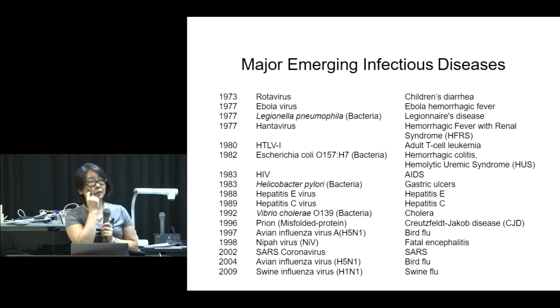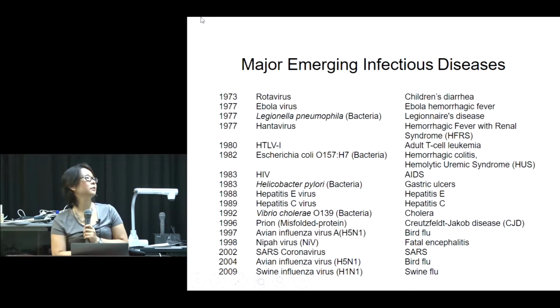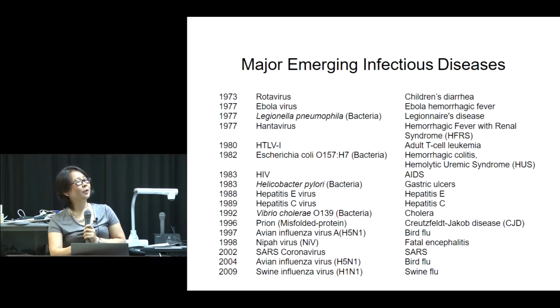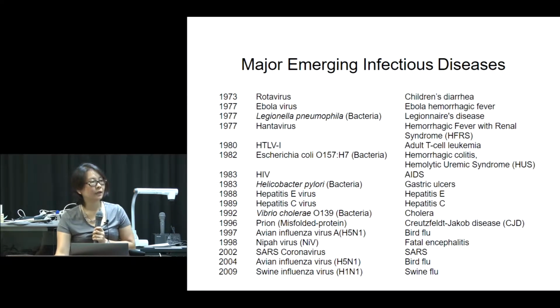So this is a list of the major emerging infectious diseases. So you can see here the year to your left. Sorry, I have trouble between right and left. So this is the year where they have been identified, and this is the agent and the disease they are causing.